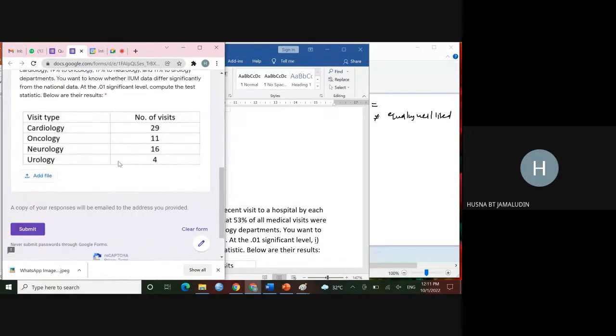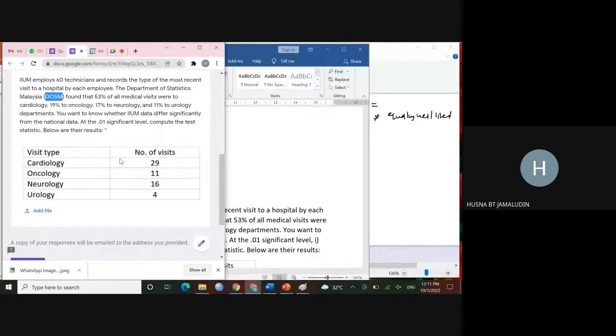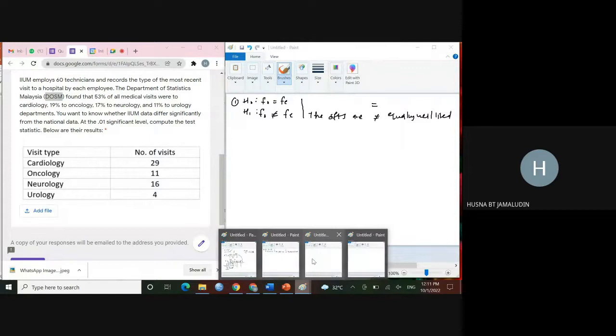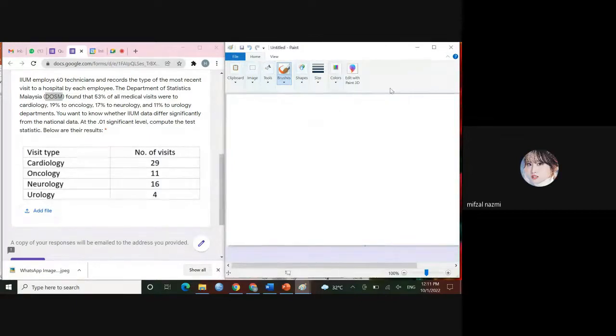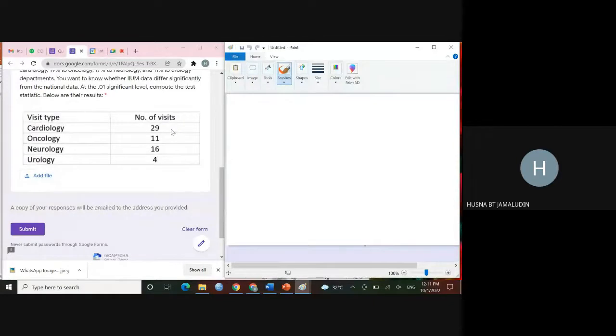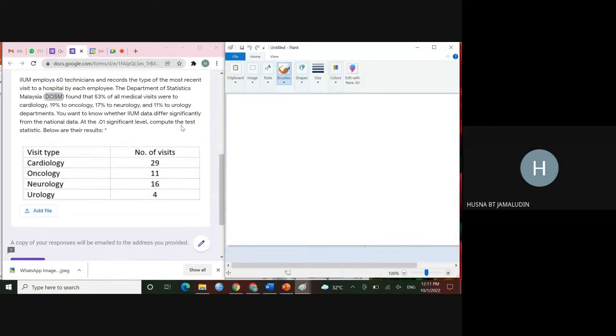Can you compute this? What is this? Is this proportion? Is this goodness of fit? It is goodness of fit, because you can see the number of visits. The number of visits is like frequency, the number. In proportion, you don't have something like this.